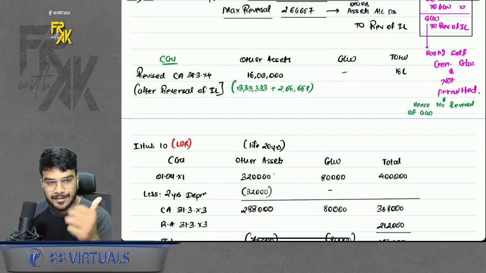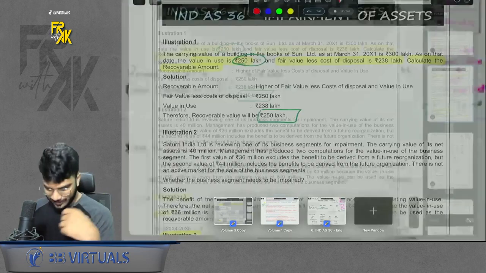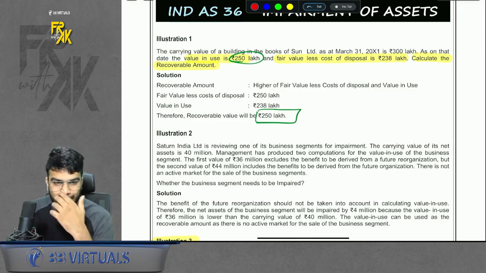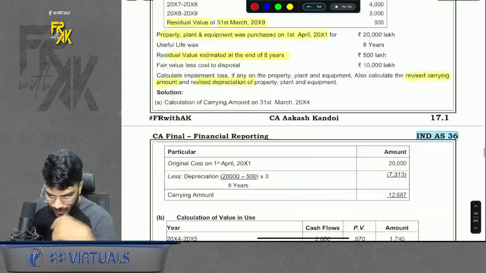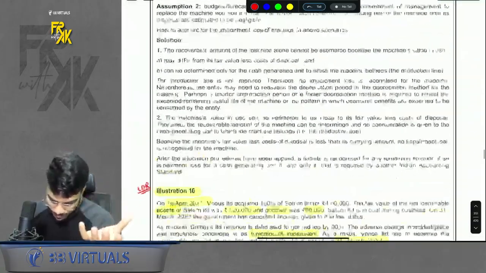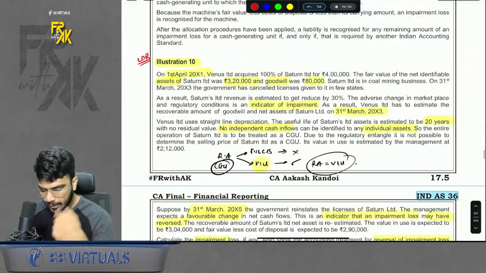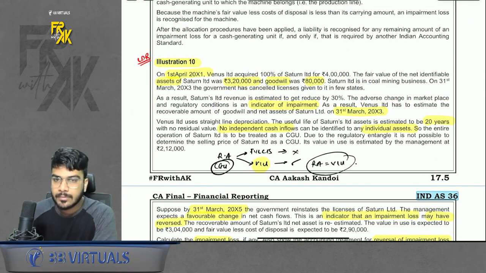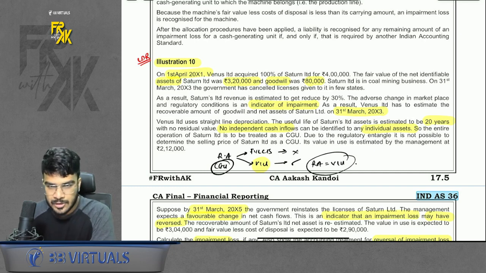Okay, now this was the concept revision. I hope you like it. But the special feature here is we will also revise certain important questions. So I will also revise the important questions. The very basic ones you can try at home, you can do them alone also. So one was illustration number 10, which is a good question. It talks about reversal in case of CGU. How do we do it?